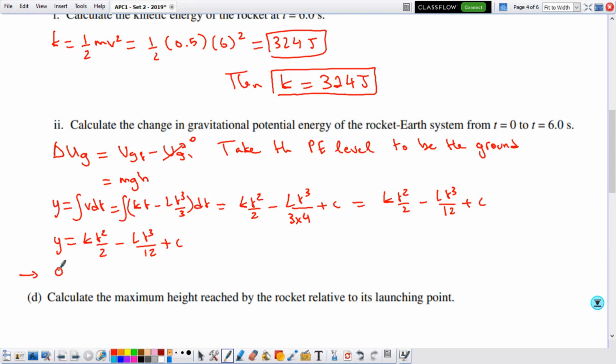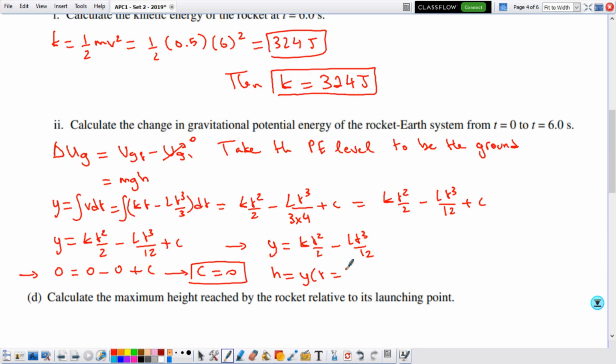Now if we're starting from the origin at t is equal to 0, this means that the constant c is 0. Now we know that the vertical position is given by kt squared divided by 2 minus lt cubed divided by 12. Now if we need to determine the vertical position, which is h, corresponding for t is equal to 6 seconds, that would be k is given by 9 divided by 2, 6 to the power of 2, minus 0.25 divided by 12, and that would be 6 to the power of 3. Plugging that on the calculator, we're gonna have a value of 135 meters.